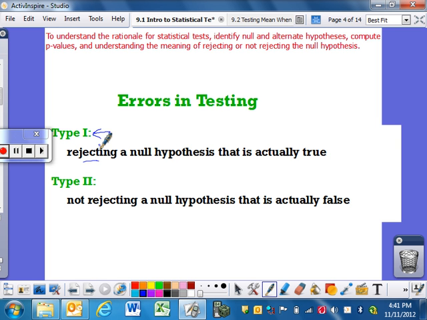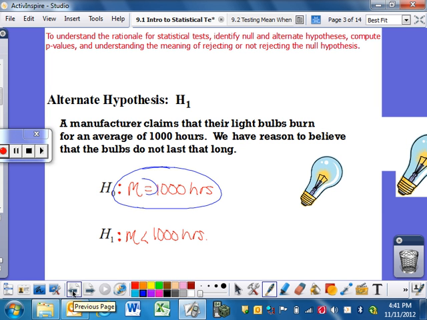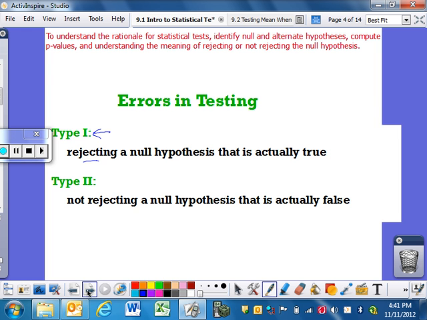Type 2 error would be actually not rejecting it when it's actually false. So maybe I say that, hey, yeah, this company's sweet. They actually do have light bulbs that burn for exactly 1,000 hours, except that's actually different, maybe they do burn out sooner than that. That would be a type 2 error.